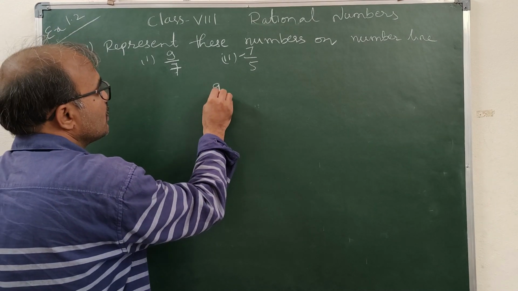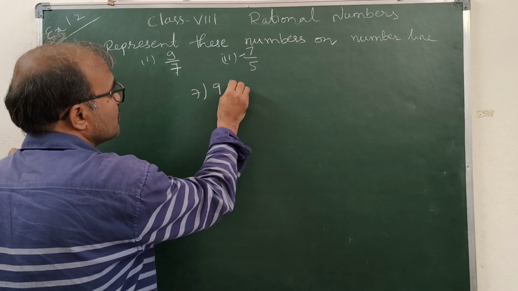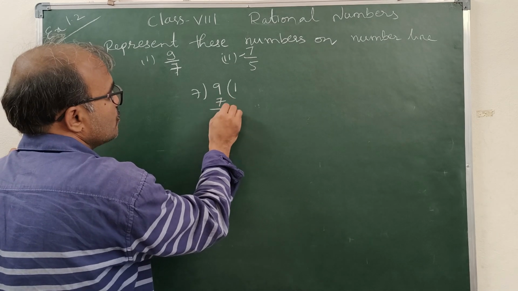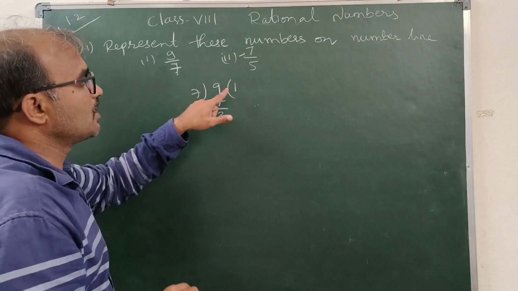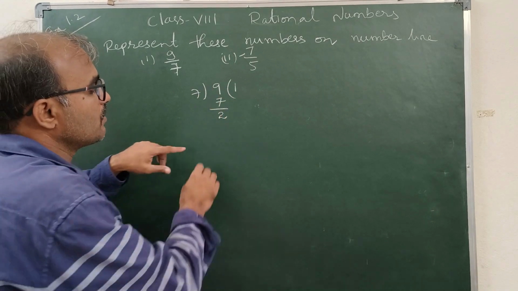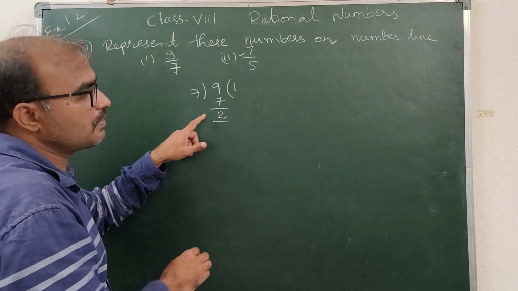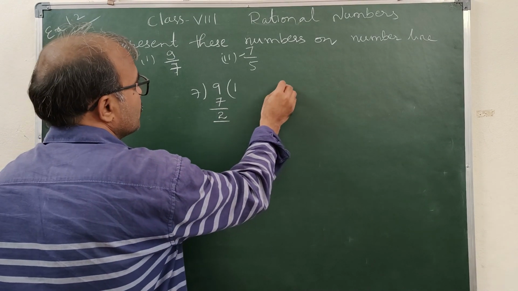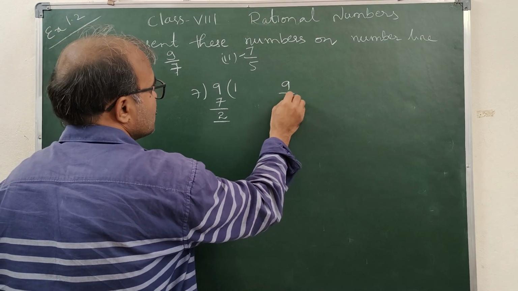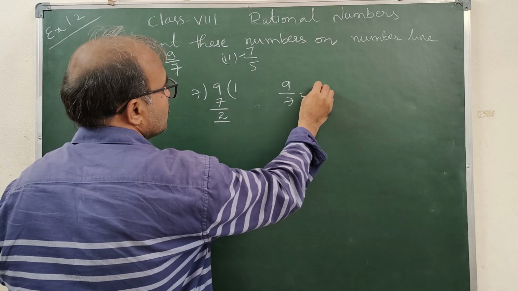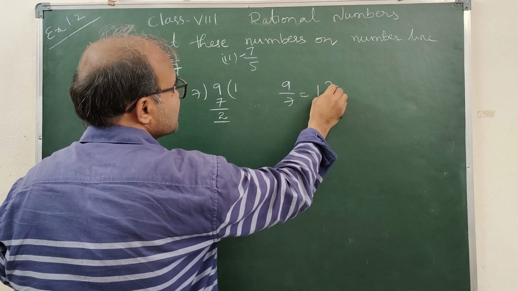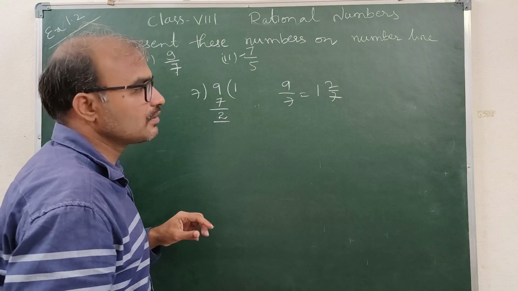For that you divide 9 by 7. 7 ones are 7, so 2 will remain. It means there will be one whole, and these will be the remaining parts. This indicates the remaining parts, right? So therefore 9 sevenths is equal to 1 whole 2 sevenths.